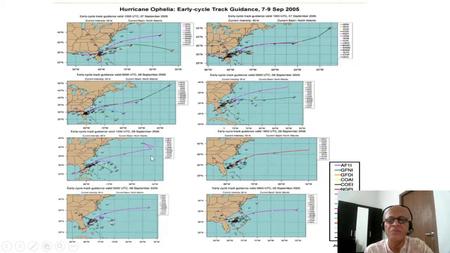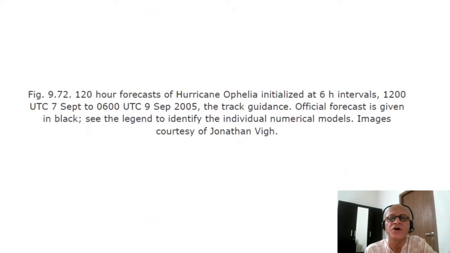This image is not tremendously good, but this is Hurricane Ophelia early cycle track guidance for the 7th to 9th. You can just say that the various track forecasts were not agreeing with each other. These are the various days here, 7th, 8th, 9th, then it transitioned into an extratropical cyclone. So consensus forecasts or ensembles of a single model can be tricky when the cyclone doesn't behave as expected.